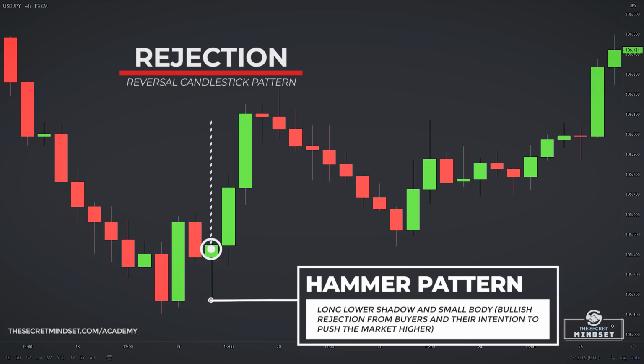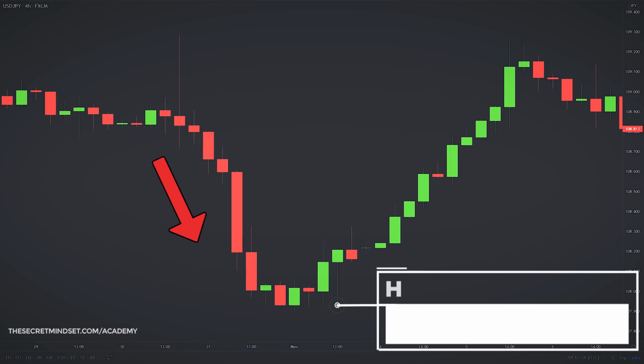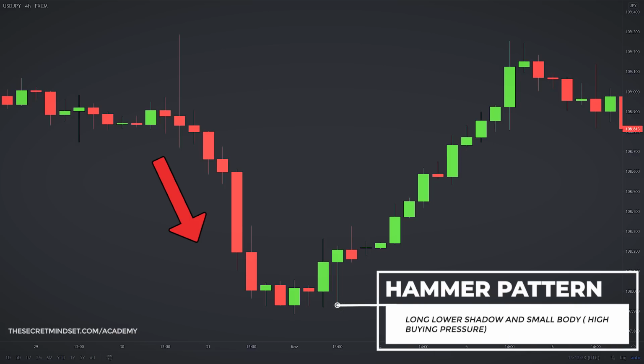This candle forms when sellers push the market lower after the open, but they got rejected by buyers, so the market closes higher than the lowest price. Here the market was trending down, and the formation of the hammer represented a significant reversal pattern. The long shadow represents the high buying pressure from this point. Sellers were trying to push the market lower, but at that level, the buying pressure was more powerful than the selling pressure, which resulted in a price reversal.